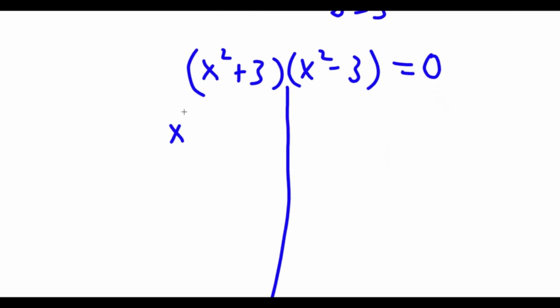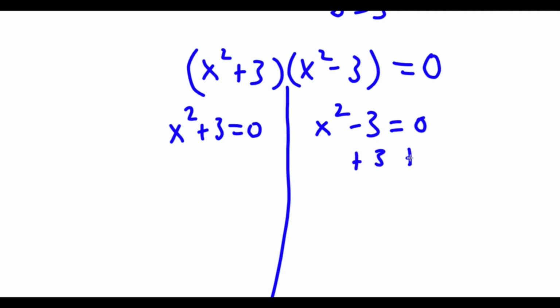I have x squared plus 3 is equal to 0, and I also have x squared minus 3 is equal to 0. So let's first start with x squared minus 3 is equal to 0. So to solve this, I'm going to be adding 3 on both sides. So then these two cancel out, and now I have x squared is equal to 3.